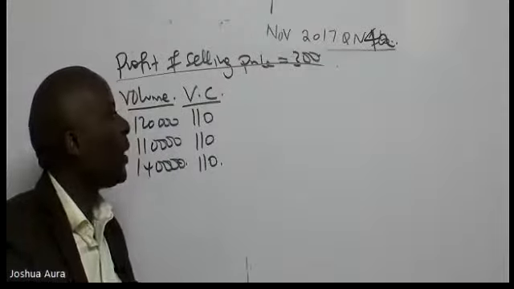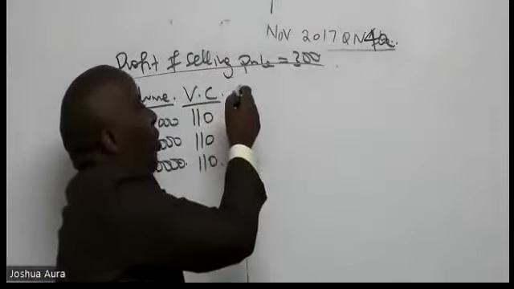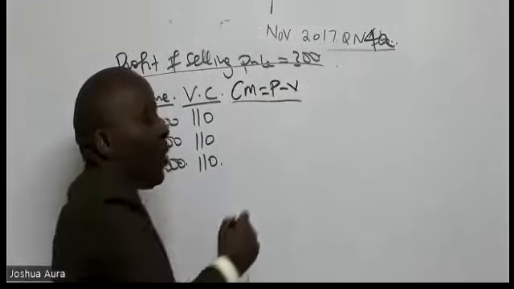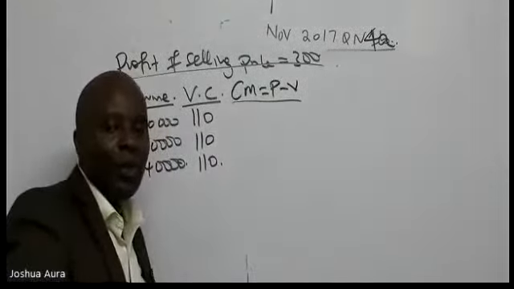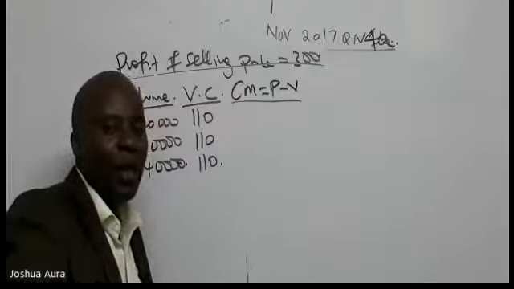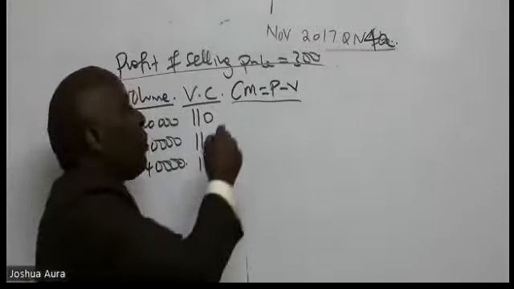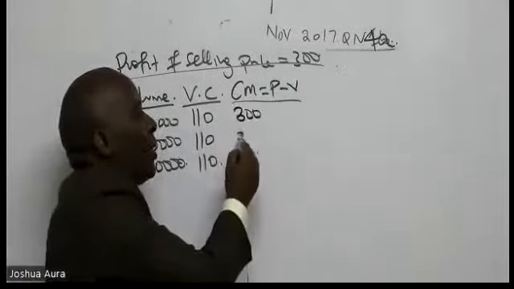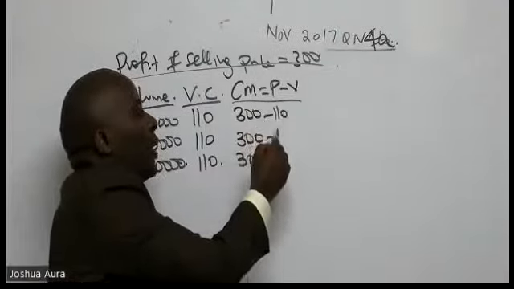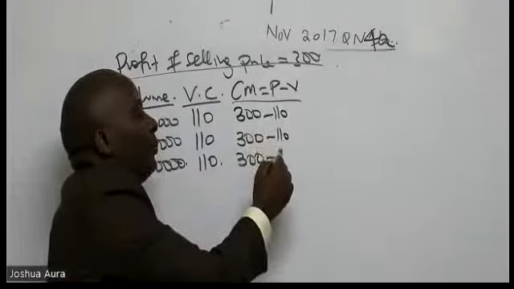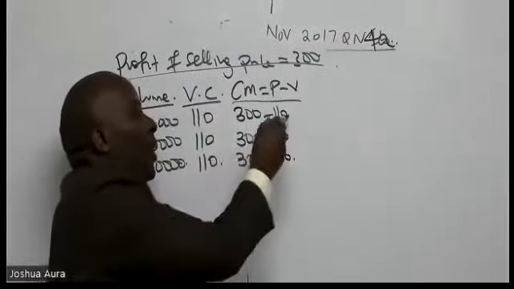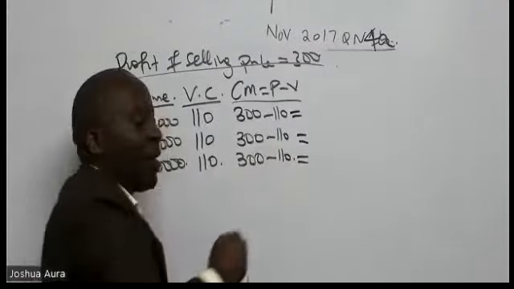So then, ladies and gentlemen, could you kindly create a column here for me of contribution margin? Remember, we are bright students. We know that contribution margin is selling price minus variable cost. In this case, the selling price for this table is 300, minus the variable cost. Here we are lucky because we're going to have one figure throughout.